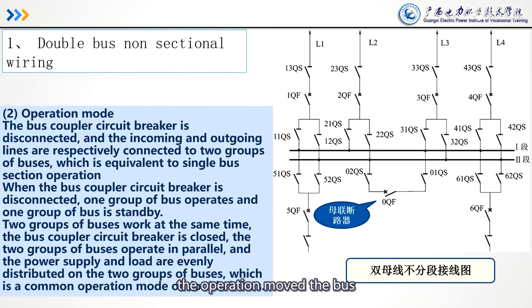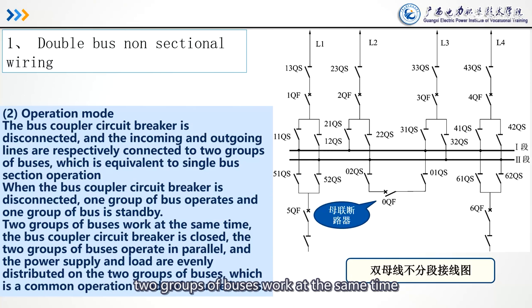In this operation mode, the bus coupler circuit breaker is disconnected, and the incoming and outgoing lines are respectively connected to two groups of buses, which is equivalent to single bus section operation. When the bus coupler circuit breaker is disconnected, one group of buses operates and one group of buses stands by.